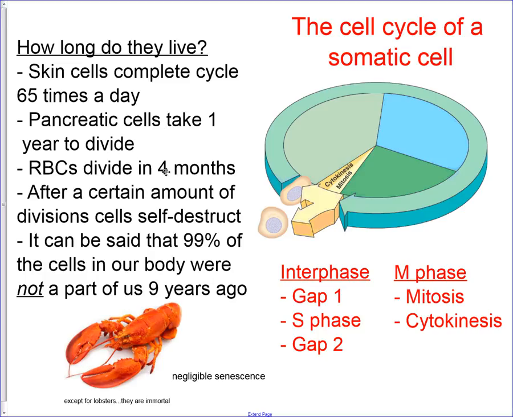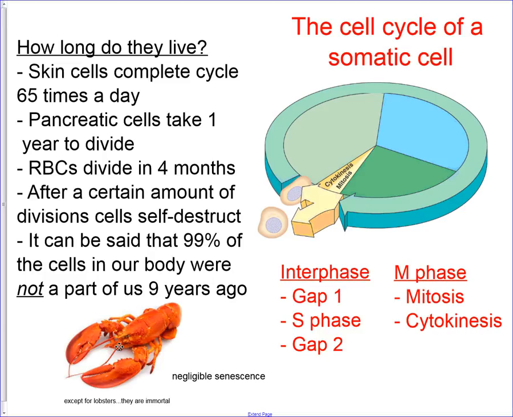Red blood cells can divide in 4 months, and after a certain number of divisions, a cell will know to self-destruct. This is how your body doesn't become just one huge mass of exponential growth. So after, we'll say, 3 or 4 divisions, there's something in the DNA code that will tell your cell to self-destruct and reuse its parts for a different cell. Interestingly, it can be said that 99% of the cells in your body were not a cell 9 years ago. So at the cellular level, we're all pretty young.